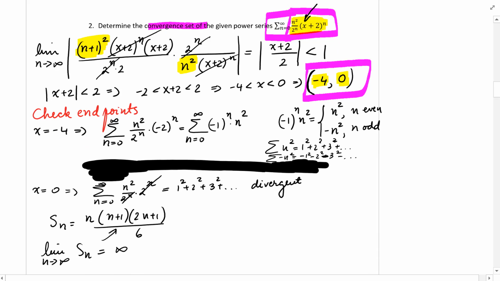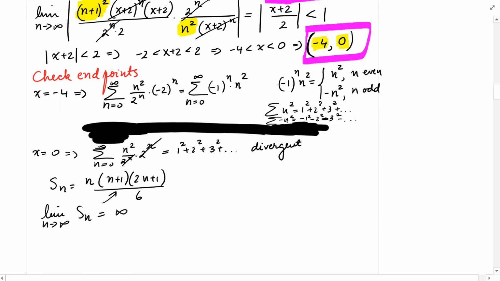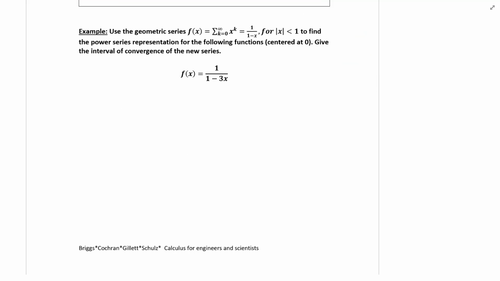But you have to check the endpoints, because sometimes at the endpoints you might get convergence, so you have to include them. So the discussion needs to be done. Now let's take a look at this problem.